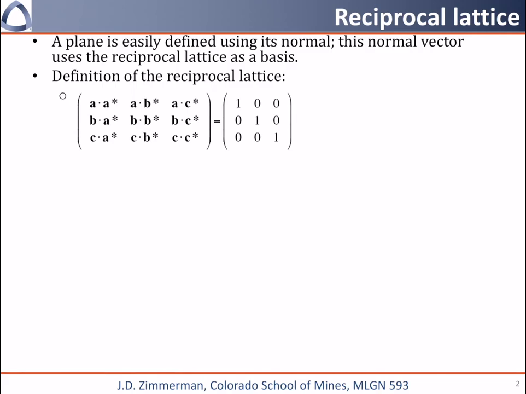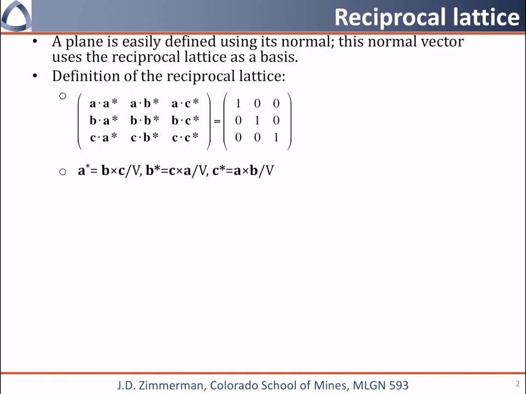You go through the rest of this matrix, and you will see the same sorts of things about B and C star, for example. Now, one word of caution: solid state physicists do not define this quite the same way. They make one minor adjustment, and instead of having ones down the diagonal, they have a 2 pi down the diagonal. And this changes the way the math looks a little bit, but it doesn't change anything fundamentally.